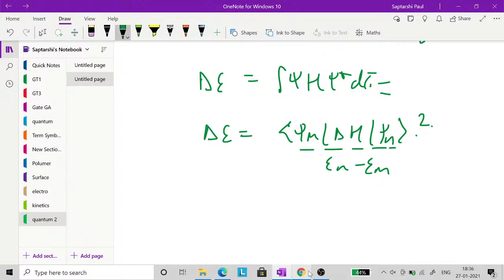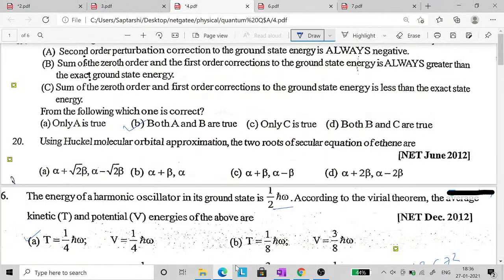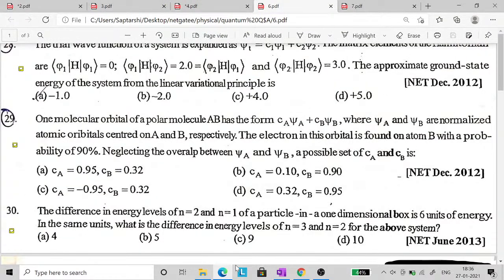Right. Okay. Let us see some other questions. Trial wave function. Okay, this is on the variational theorem.